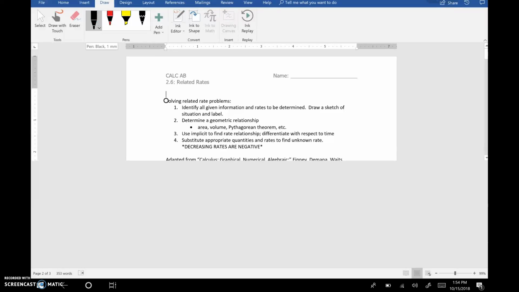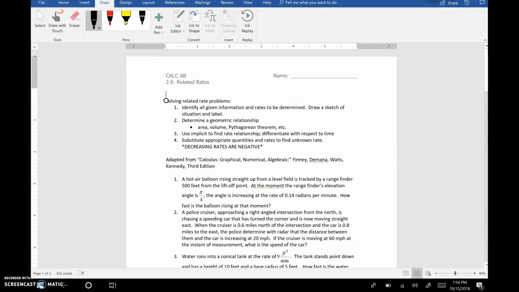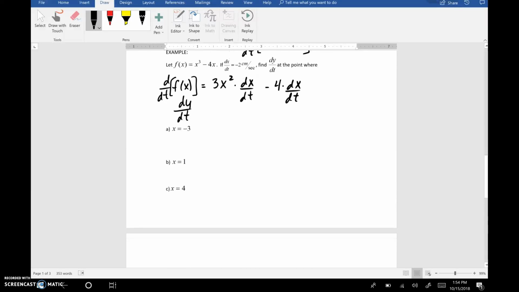So for part A, I'll have dy dt equals, that's what I'm looking for. I tell you the value of x is equal to negative 3. So wherever I see an x, I get to replace it with negative 3. Now dx dt, notice this is already a rate of change that's given. So wherever I see dx dt, I'm allowed to replace it with this value that's given as negative 2. Minus 4, dx dt is equal to negative 2.